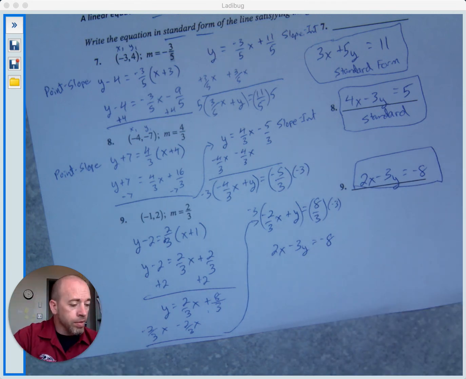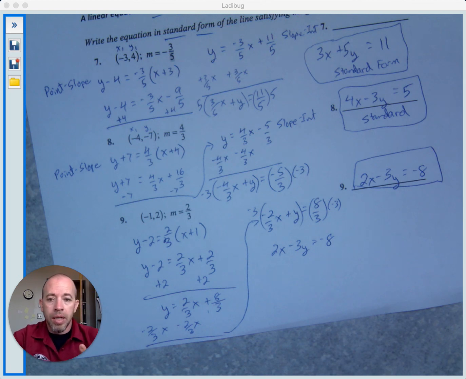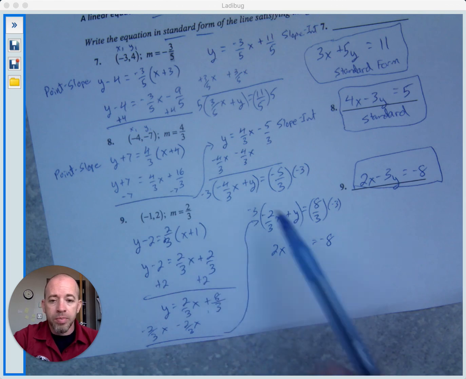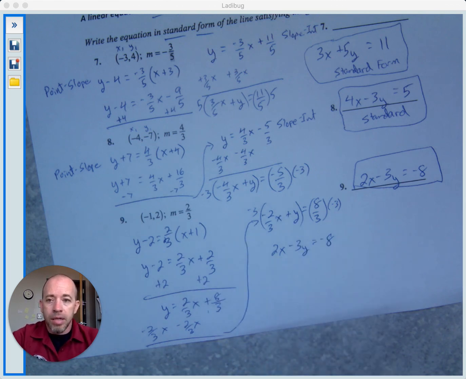Alright, so those are some good examples of finding equations of lines if you're given a slope and a point. And all the different forms of an equation of a line are represented as we work through these problems. Okay, I'm going to stop this video here and we'll continue on the next page.